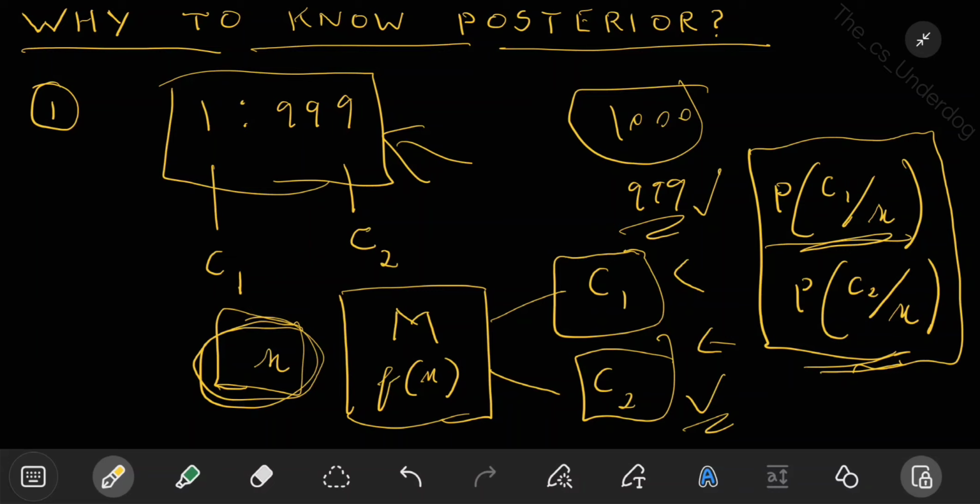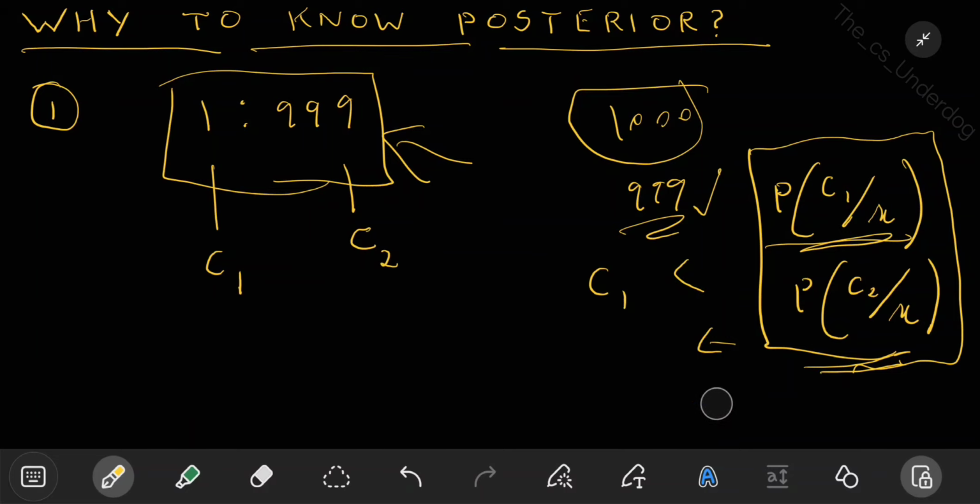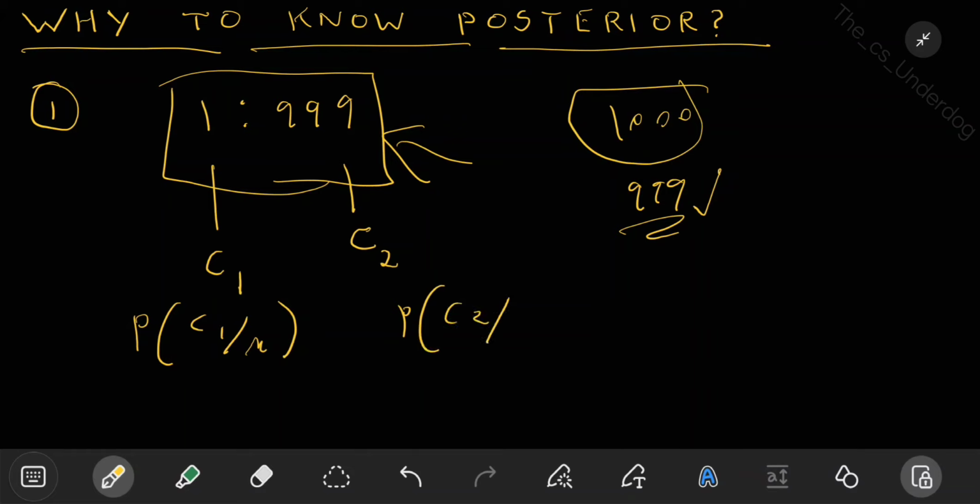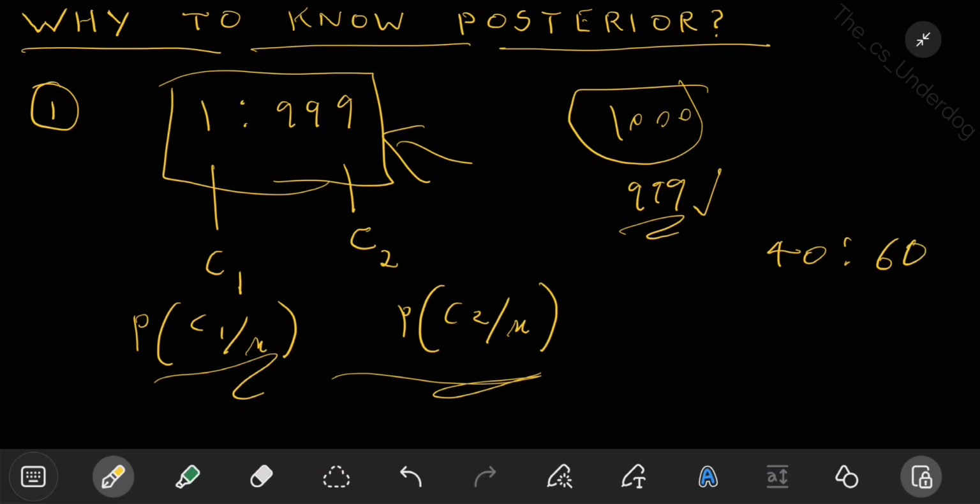And the next thing you can do in order to deal with skewed data is that once you get a skewed data, you can find an artificially balanced data set and find the posterior of that data set. Find P of C1 given X and P of C2 given X for that particular data set, which is artificially balanced. Let's say in that data set, your data is now in the ratio 40:60.